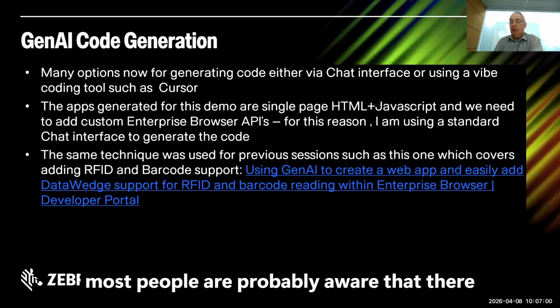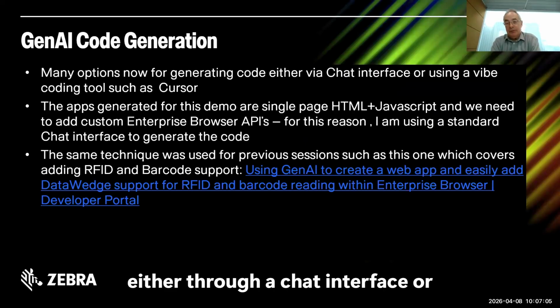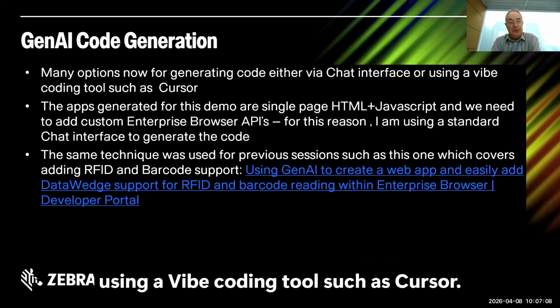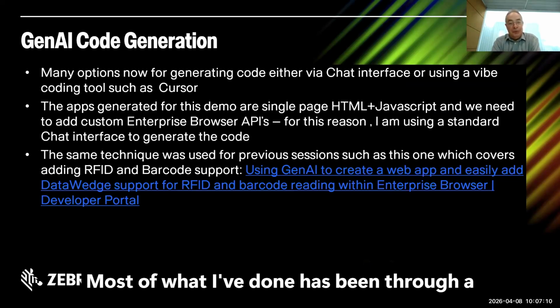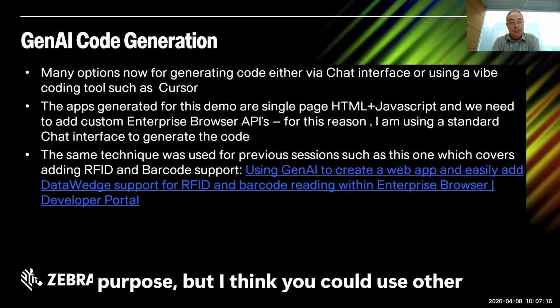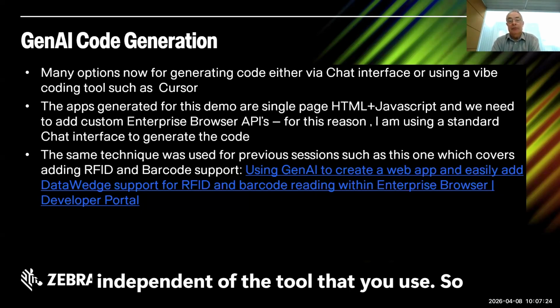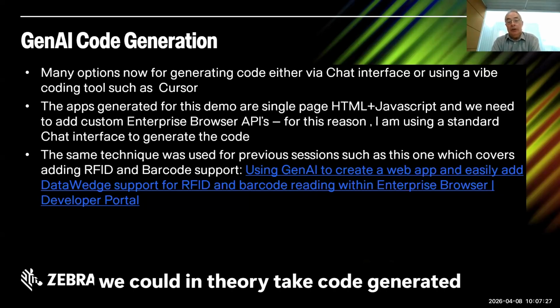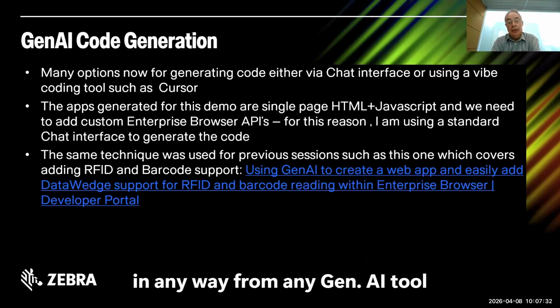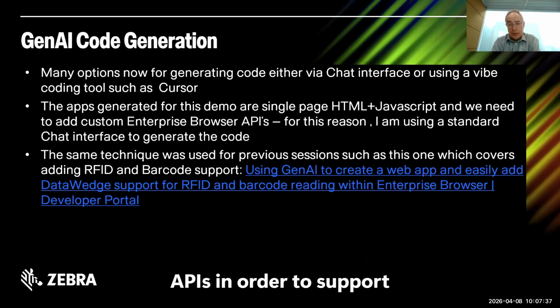Most people are probably aware that there are many options for generating code, either through a chat interface or using a vibe coding tool such as Cursor. Most of what I've done has been through a chat interface, and that works okay for my purpose, but I think you could use other tools as well. Basically, this technique is completely independent of the tool that you use. So we could, in theory, take code generated in any way from any GenAI tool and still include the Enterprise Browser APIs in order to support printing.